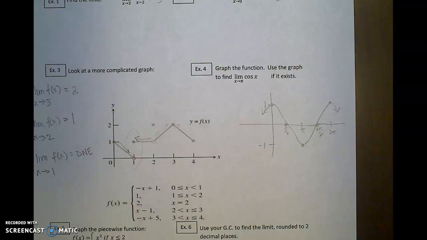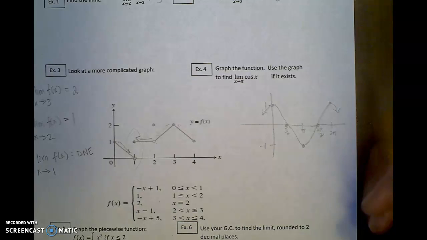So again, for number 4, it says we want to graph the function, then use the graph to find the limit, if it exists. Okay, so the function that we want to try to find the limit for is cosine x, and we want to find the limit of this function as x approaches pi.